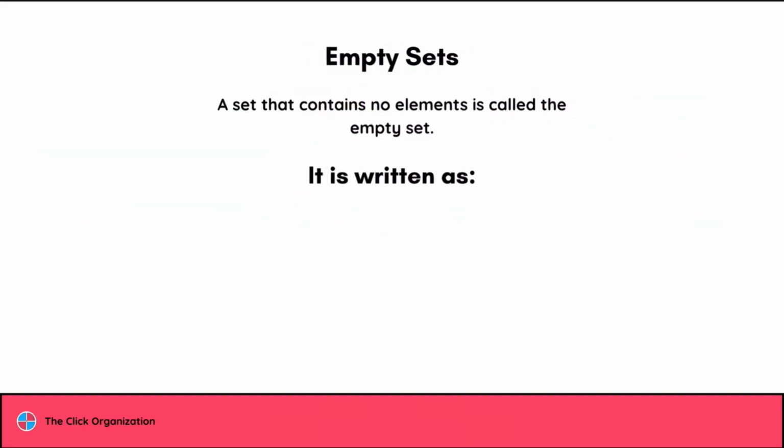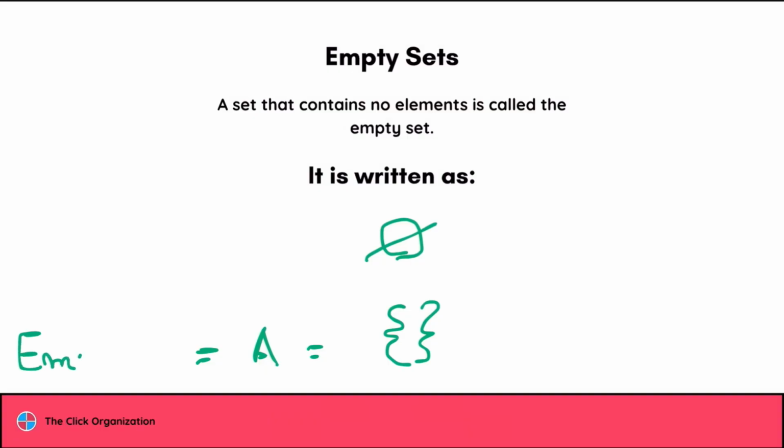Let's go for the last topic of the lesson, empty sets. A set that contains no elements is called the empty set. And it is written as a circle that has a line on it, or a set with no elements inside. For example, A, if it is equal to a set with no elements inside, it can be named as empty set. Got it? Okay, we're done.